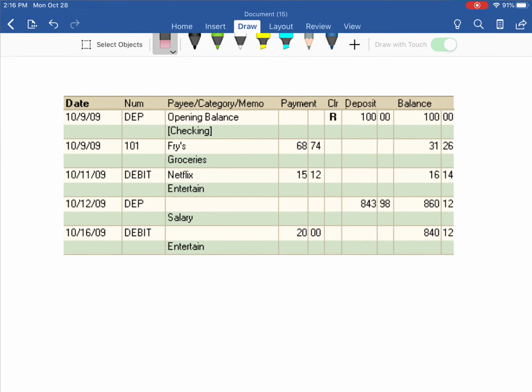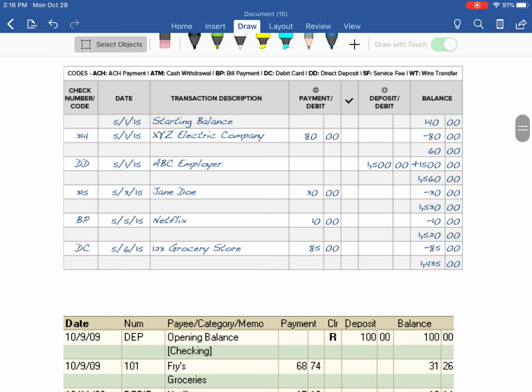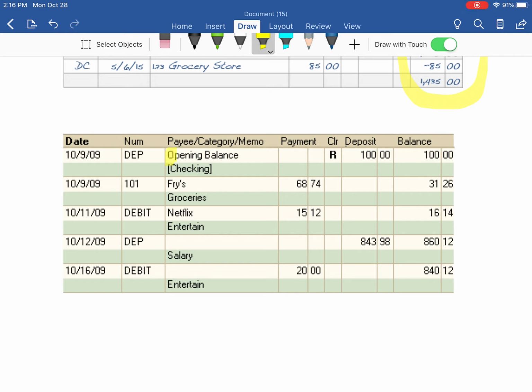What is a balance sheet? Right here in front of you is a good example of a balance sheet. We have the starting balance, and it keeps track of how much money we have or we don't have. So let's look at this one right here. I start with my opening balance. It says that I have $100 in my account.